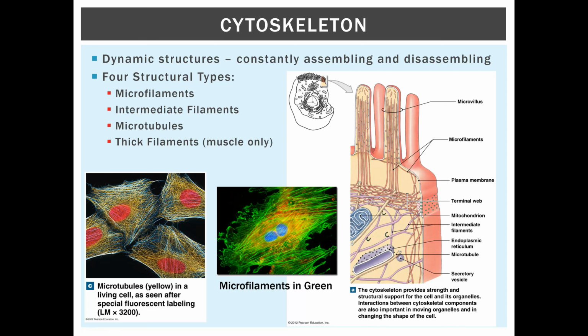There are 4 structural types, and you should be able to differentiate between these. There are microfilaments, intermediate filaments, microtubules, and thick filaments, which are only found in muscle cells. And the cytoskeleton actually does look like a skeleton inside the cell. That's how it got its name. You can see from these images, in the image on the left, the microtubules have been dyed yellow, so you can see those throughout the cell. And in the picture on the right, the microfilaments have been dyed green.